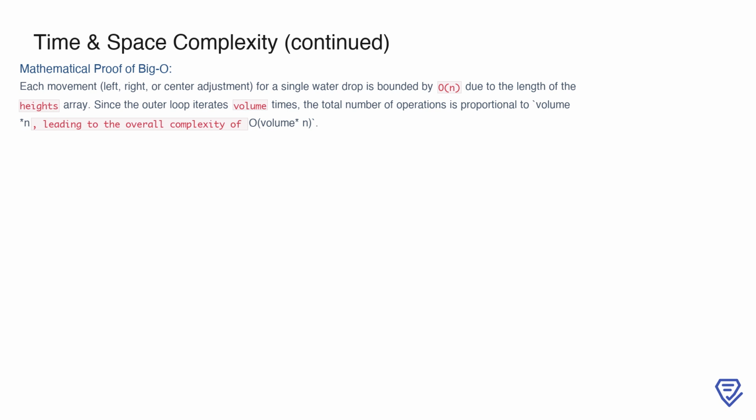volume and n. This leads to the final overall complexity of O(volume * n), which aligns with the analysis we've discussed. By focusing on how the algorithm's operations scale with the input size and the number of water units, we can confidently conclude that this is the correct time complexity classification for the solution.